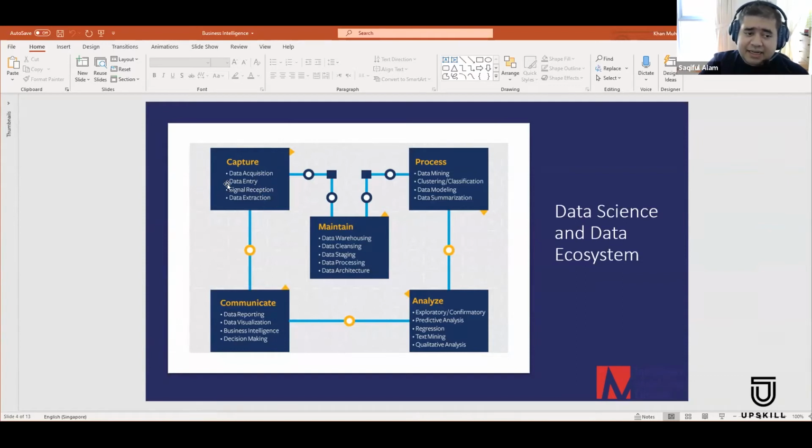যে কিভাবে আমরা ডেটা এখানে যদি আমরা পয়েন্টস গুলোই দেখি, যে acquisition means are we purchasing data from somewhere or are we collecting it ourselves? Entry, then reception, extraction. So these are all ideas about how the data is being collected. So a collection থেকে শুরু হয়, then it moves to maintaining.